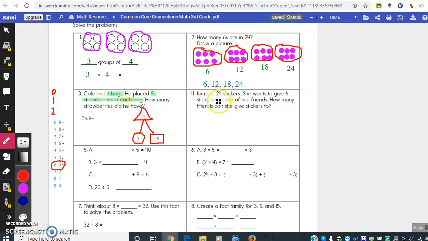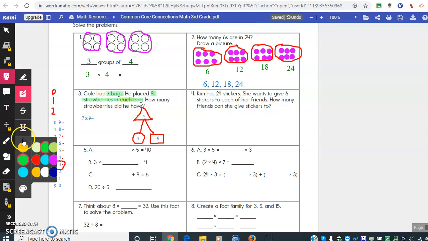All right, let's go on to number 4. Kim has 24 stickers. She wants to give 6 stickers to each of her friends. How many friends can she give stickers to? So I'm going to come back over here, and again, I'm going to highlight key information. I see the word each, and each usually means I'm either going to multiply or divide, but I want to go back and make sure I know my information because sometimes they can be tricky. Kim has 24 stickers, and she wants to give 6 stickers to each of her friends.